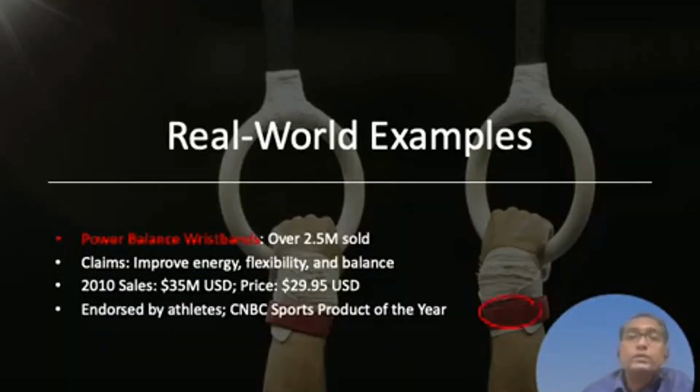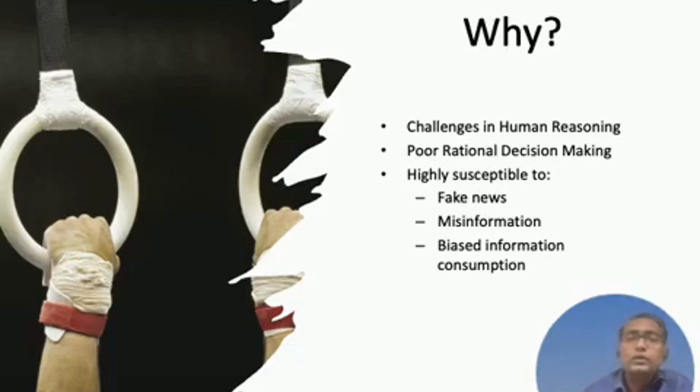For instance, power bands. These are called Power Balance wristbands. They're supposed to somehow improve your energy, flexibility and balance. The price is $30, but it has been very popular, sold over 2.5 million products, and it was endorsed by an athlete. But there was no evidence to suggest that it was effective. I strongly suggest you read the book.